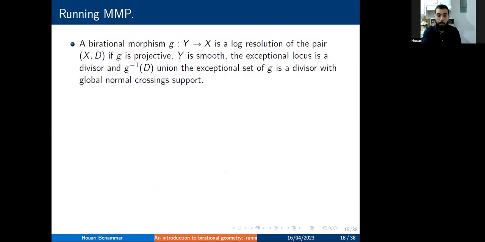Okay, so a birational morphism g from Y to X is a log resolution of the pair (X, D) if g is projective, which means that Y is projective and smooth, and the exceptional locus is a divisor, and the pre-image of D union the exceptional set of g is a divisor with global normal crossing support. That means that the divisor is like this: they intersect as xy equal to 0 in C^2. Okay, so this is very important for local calculation.